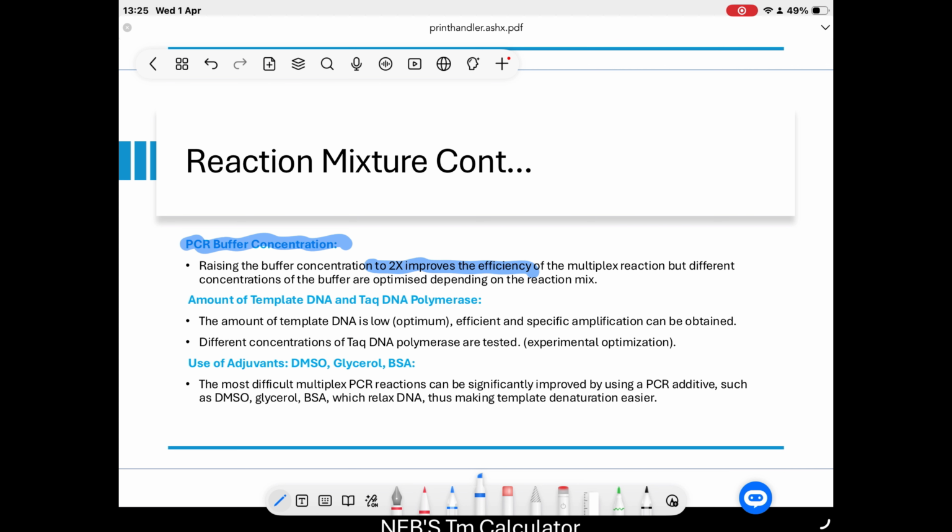Then we reach the amount of template DNA and Taq. The text advises keeping the template DNA low for optimum, efficient, and specific amplification. It also suggests testing different Taq concentrations experimentally. But why keep the original template DNA low? If you're searching for a needle in a haystack, shouldn't you want as many needles in the tube as possible? You want needles, but you are also adding the entire haystack.